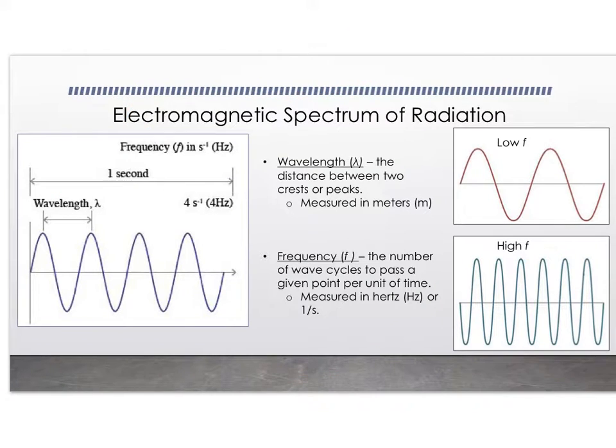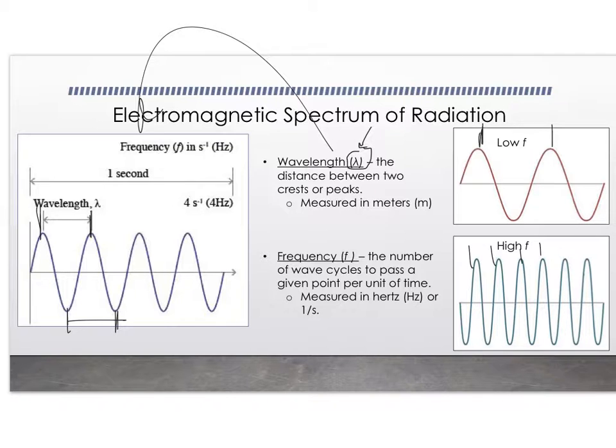Okay, so your wavelength is described by the lambda symbol, looks like an upside down Y, and it's just defined as the distance between two crests or peaks, and it's usually measured in meters. So if you look at the picture to the left, we have a wavelength, which is either the peak to the peak or even the crest to crest. And you can have different numbers of waves through a specific unit of time.